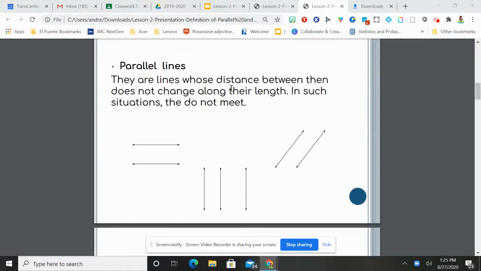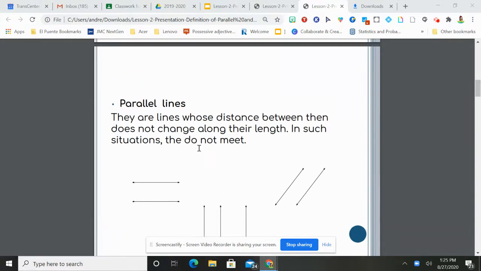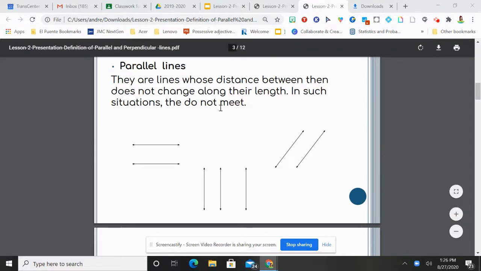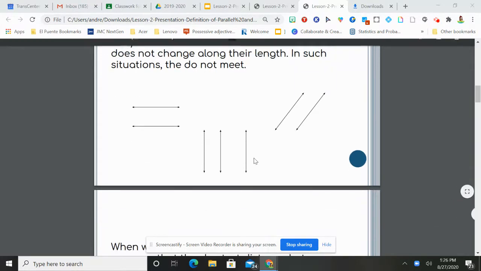There are lines whose distance between them does not change along their length. In such situations, they never meet. And this is the key thing here. They do not meet. So these two will never meet. These two will never meet. These three, sorry, and these two will never meet. Very important. Parallel lines will never meet.